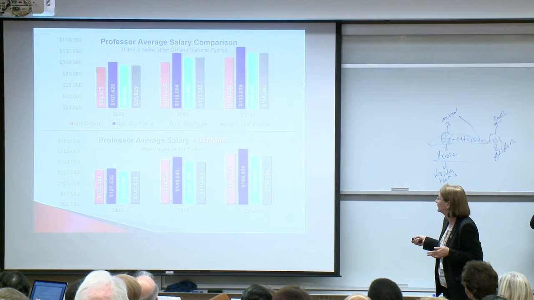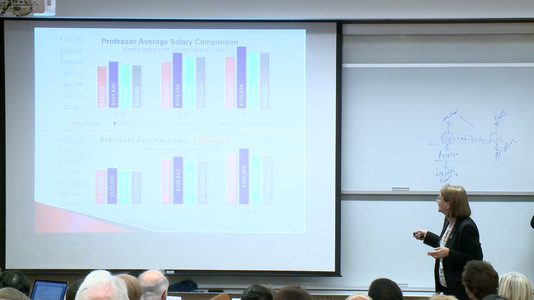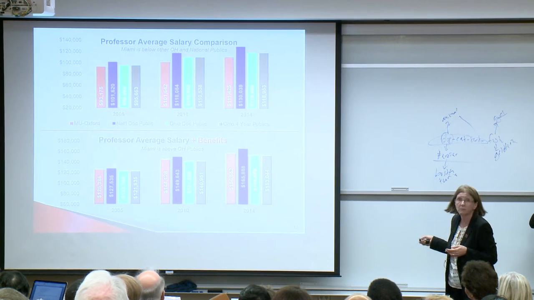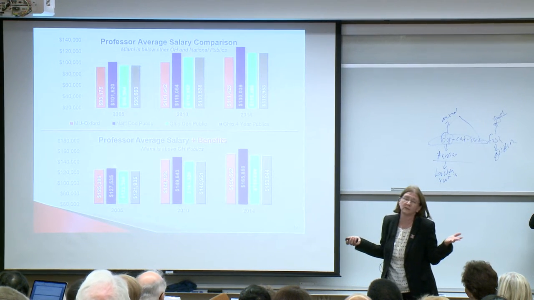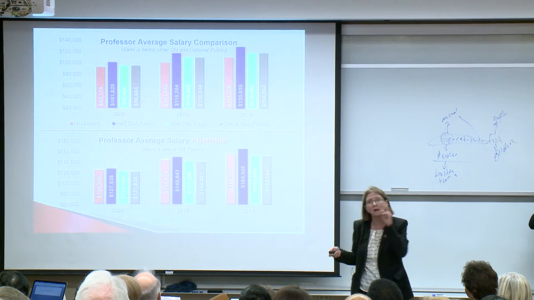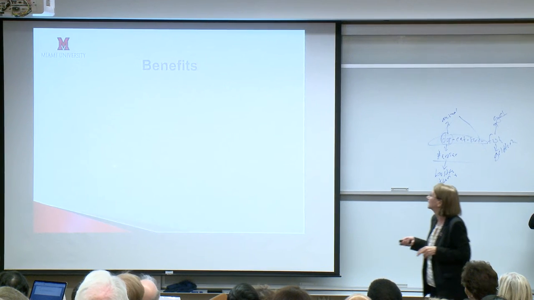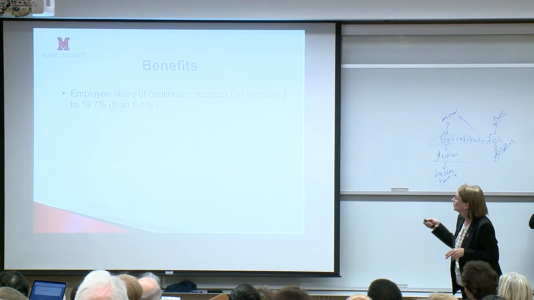And then this is with benefits. And when we add benefits, Miami is still above the Ohio publics, but we have to do more, and we're in the midst of doing more. Second year of market adjust has been done. Third year is coming. So this section, we want to talk just a bit.